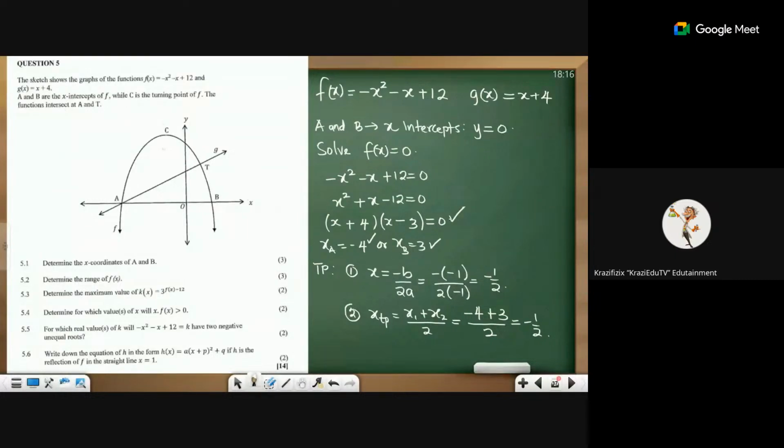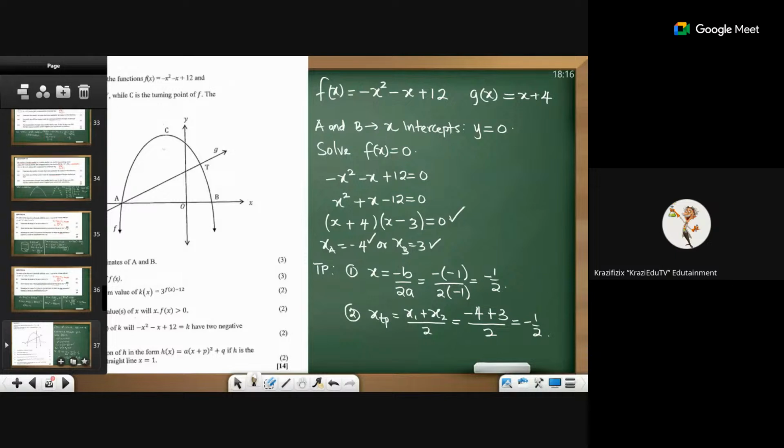I hope I can move forward now. Minus b over 2a for a parabola. It's the midpoint of your x-intercepts. An examiner can want to trick you on that. Okay, let's go for the third one.